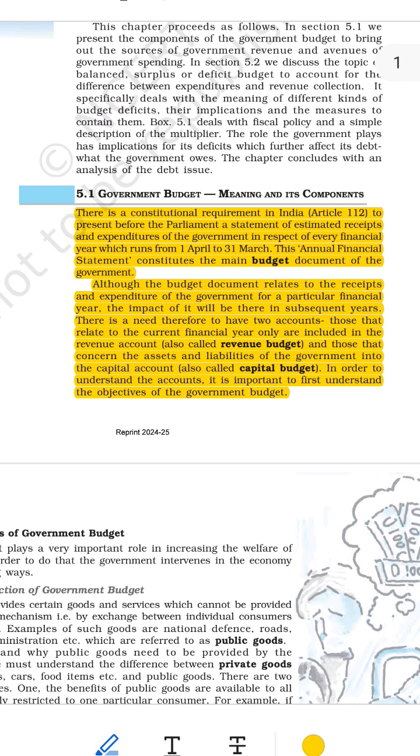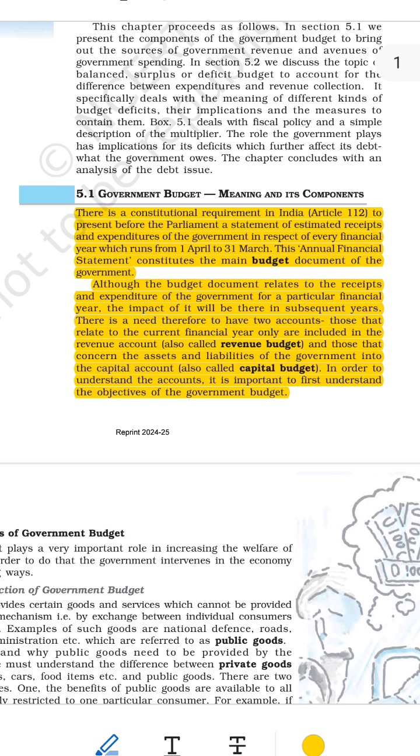The government plans how to earn money, taxes, loans. It also plans how to spend money, roads, schools, defence. This plan is written down every year in a document called the budget. Why does the government make a budget? The Constitution says so. According to Article 112 of the Indian Constitution, the government must prepare a money plan every year. This is called the annual financial statement.